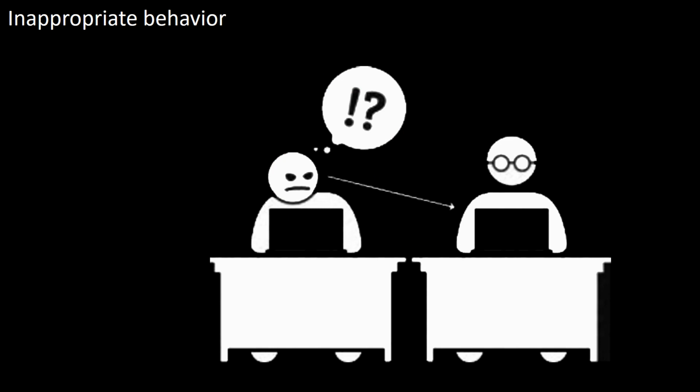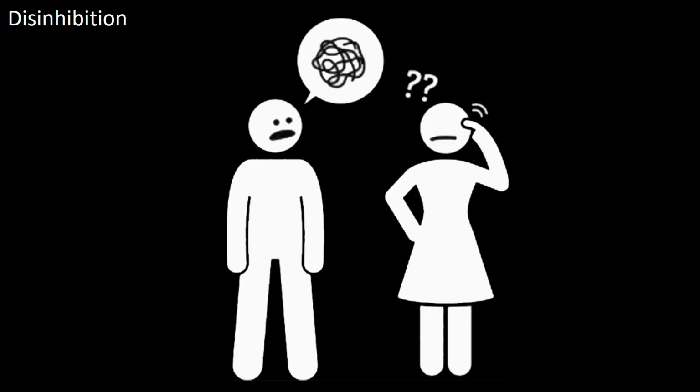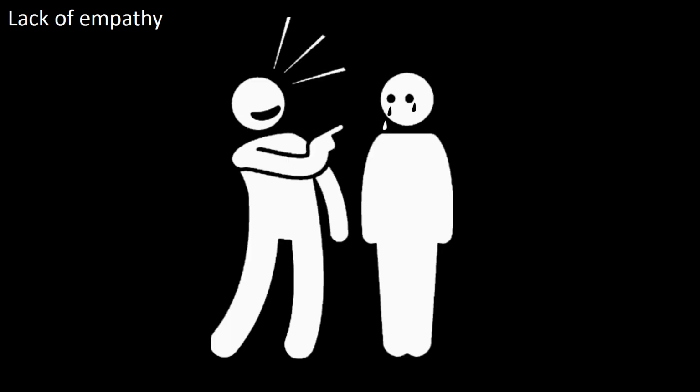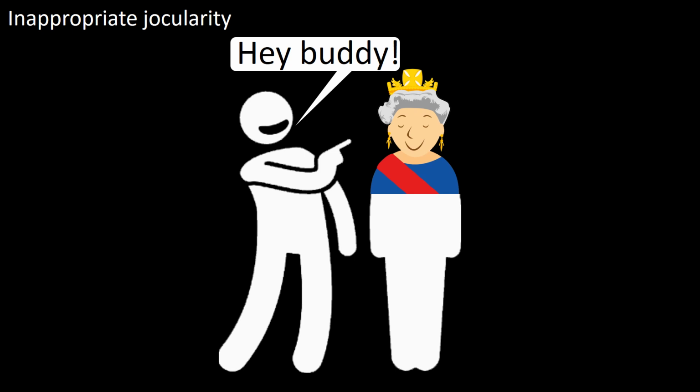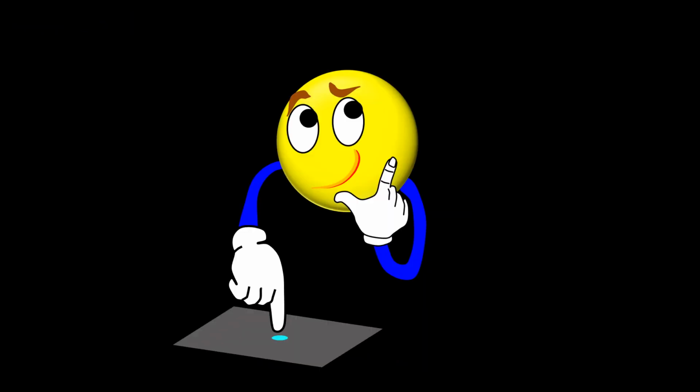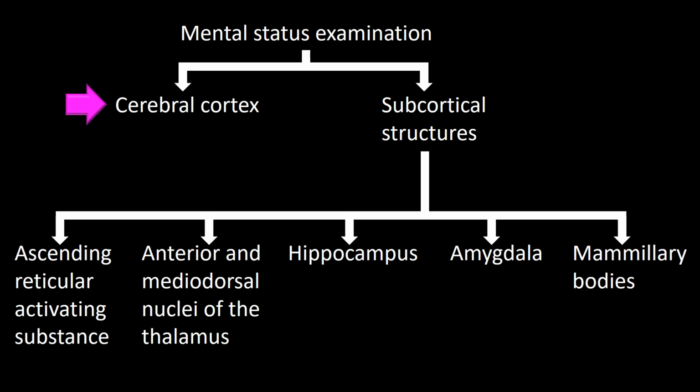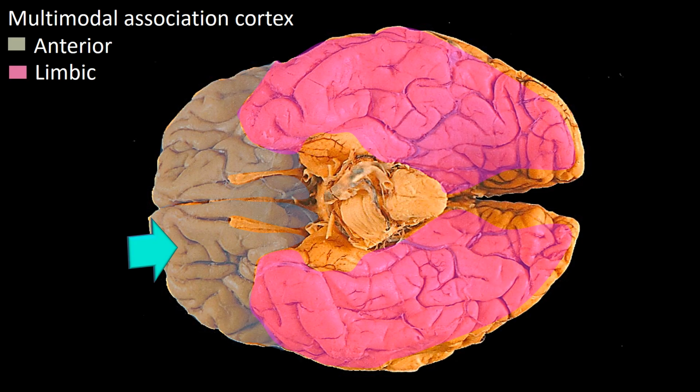Bad judgment can also be expressed as inappropriate behavior, antisocial behavior, disinhibition, lack of empathy, inability to understand jokes, inappropriate jocularity, and mood swings. In the presence of such findings, you should consider pathology at 2 cerebral cortical locations and 1 subcortical location. The 2 cortical sites are, first, the area of the multimodal anterior association cortex indicated by the arrow in this frame, called the orbitofrontal association area.